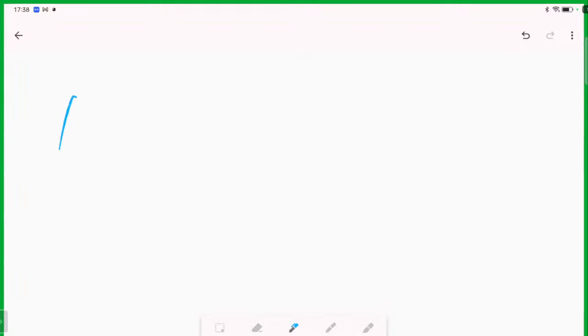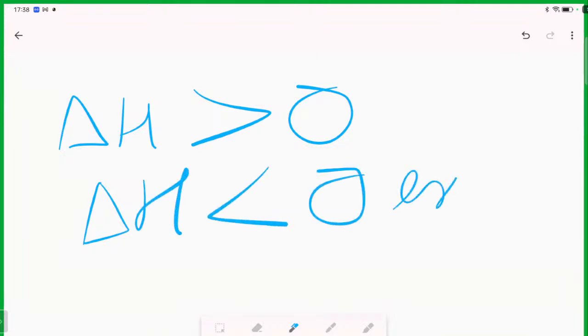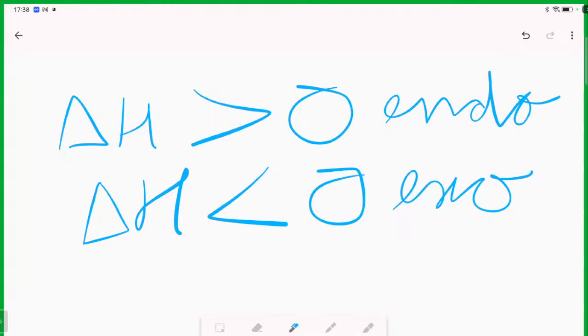One more thing here to note is delta H जो होता है अगर वो greater than 0 है, so we call it as endothermic process. Why? Because heat is absorbed. Endothermic. And delta H less than 0, exothermic. As the name suggests, exit हो रहा है. Exit क्या हो रहा है? Exit. Heat is emitted. Heat is given out. Right? So this is what you need to know about enthalpy. Basically.